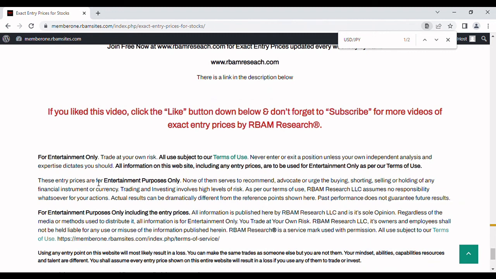And everything I've discussed is for entertainment purposes only. It's all my own opinion, including the entry prices, which are all for entertainment purposes only. You definitely should not use them for anything other than entertainment. You have to do your own research, and you definitely trade at your own risk.